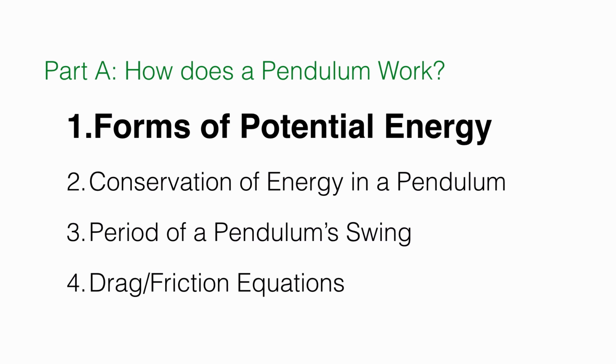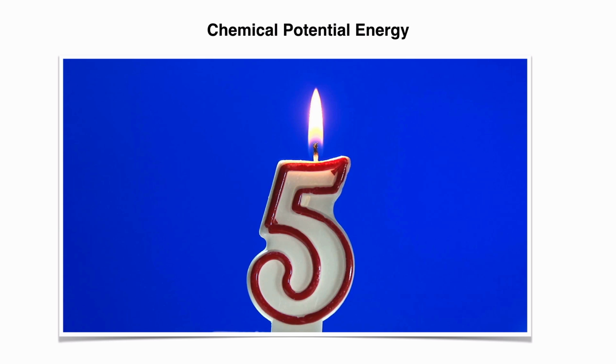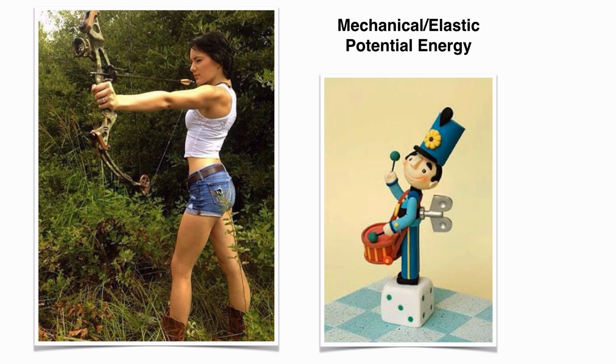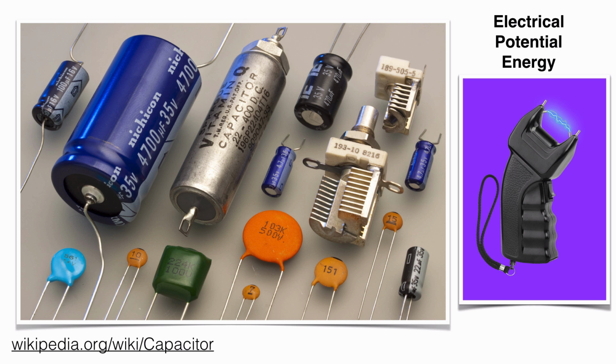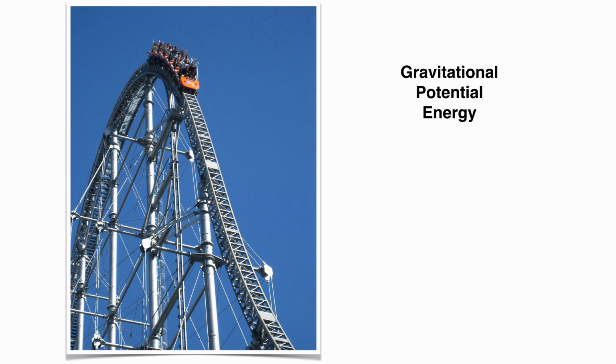So there are several forms. We're only going to cover a couple here, such as chemical potential energy, like fuel, or mechanical or elastic potential energy, like a cocked spring. And can you tell what's wrong with that die? Or we can have electrical potential energy, like the energy stored in a capacitor, like in a stun gun. And then the most important in our consideration is the gravitational potential energy.